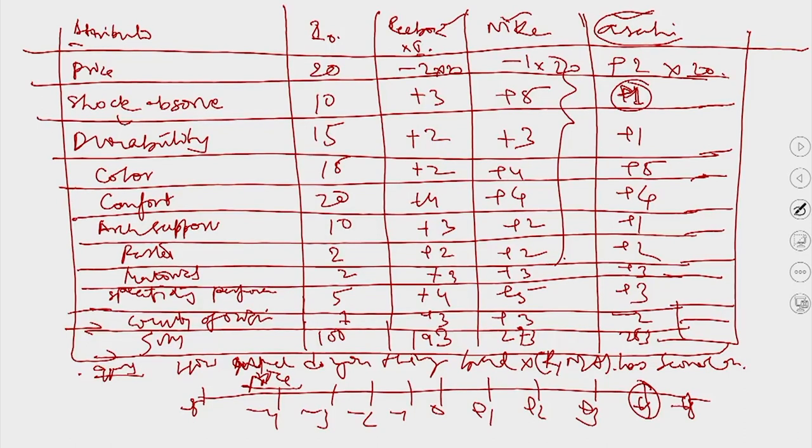Similarly, this durability, which has a 15 importance level, has a value of plus 1 for Asahi, whereas if you look into these two companies, Nike and Reebok have very high or moderately high values. So it should work on similarly what this company does. We find out that people have a very good attitude about Nike, second is Asahi, and third is Reebok.